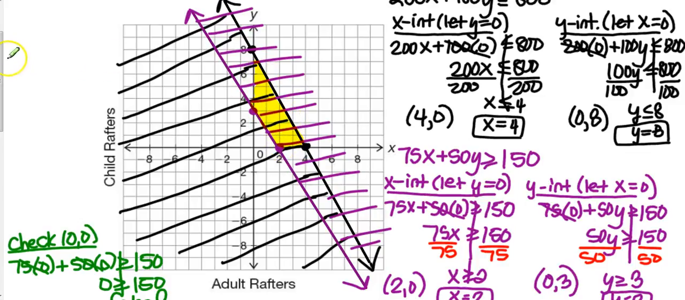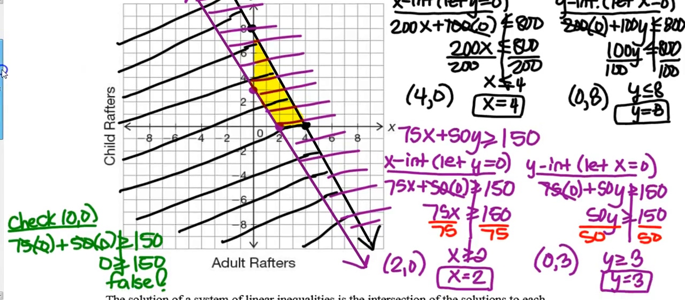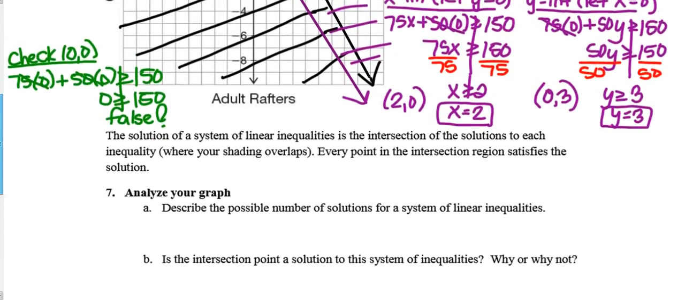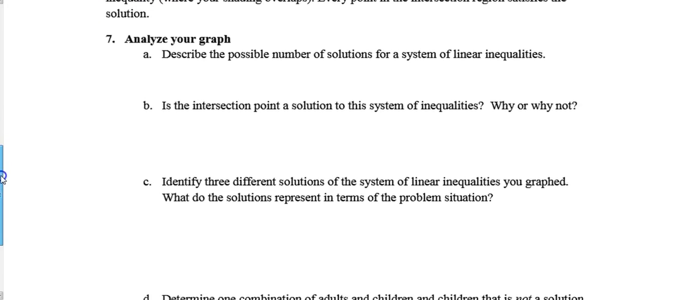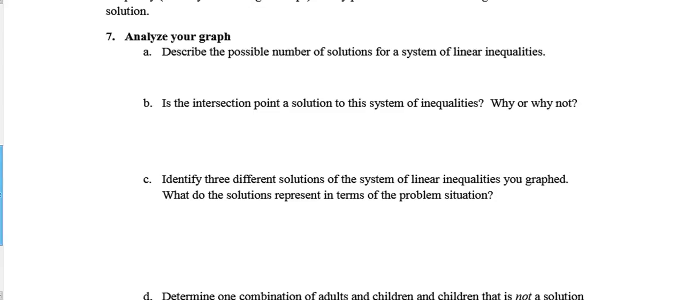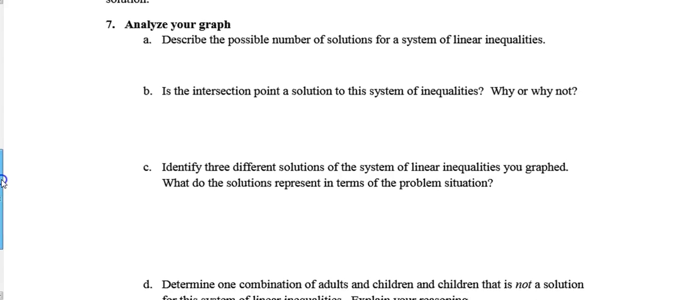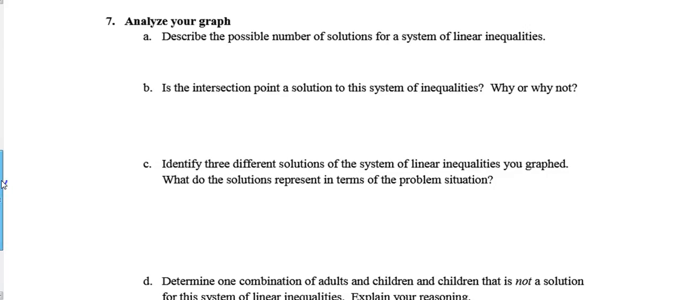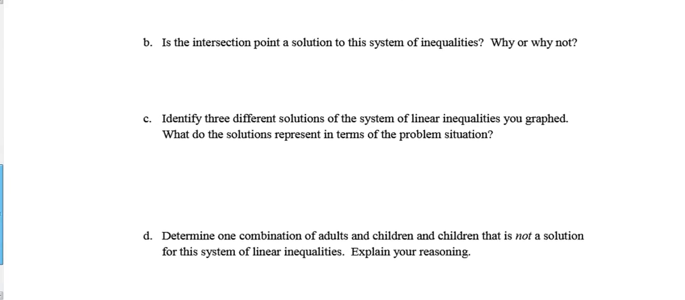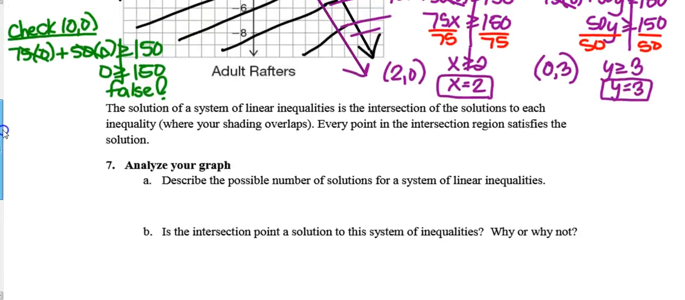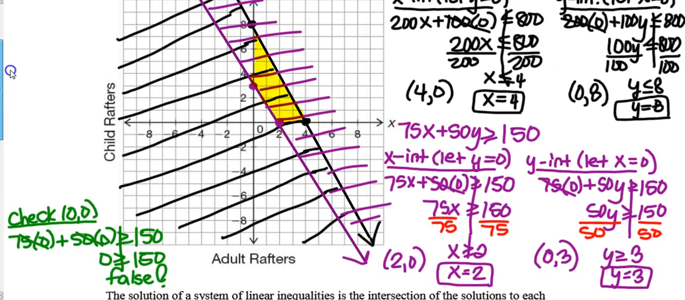We'll pause there for today's flipped notes, and we'll start class tomorrow by working on number 7, analyzing the graph. If you have a couple minutes, by all means, please sketch your thoughts for number 7, A, B, C, and D. And it would be great for you to come with some ideas to share with everybody. Nice job, and I will see you tomorrow.